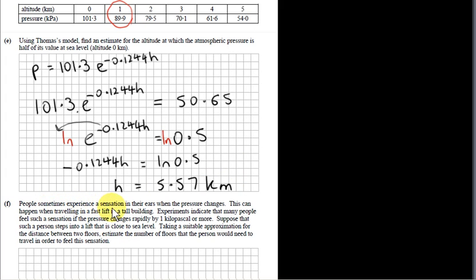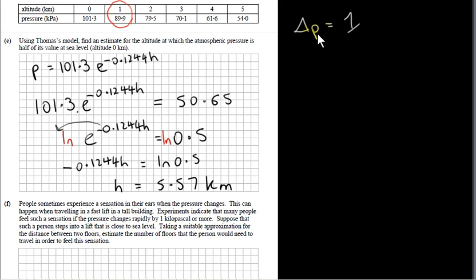People sometimes experience a sensation in their ears when the pressure changes. This can happen when traveling in a fast lift in a tall building. Experiments indicate that many people feel such a sensation if the pressure changes rapidly by 1 kilopascal or more. Suppose that such a person steps into a lift that is close to sea level. Taking a suitable approximation for the distance between two floors, estimate the number of floors that the person would need to travel in order to feel this sensation.